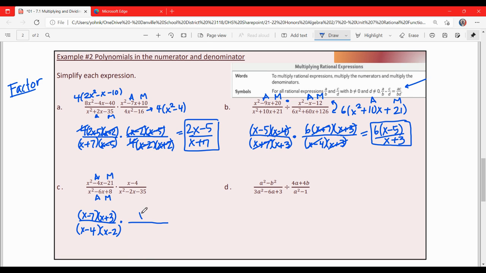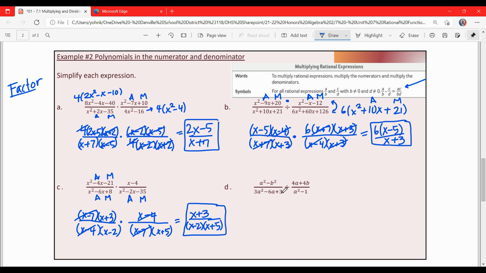Then the x minus 4, can't do anything with that. On the bottom, I can factor x and x. I need to add to get -2, multiply to get -35. That's going to be -7 and +5. So let's see, we have an x minus 7 and an x minus 7. We have an x minus 4 and an x minus 4. That looks like about it. So I got an x plus 3 left over on top. And I got an x minus 2, x plus 5 on the bottom. Nothing can simplify. They're all attached to other things.